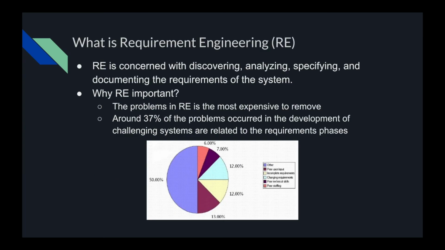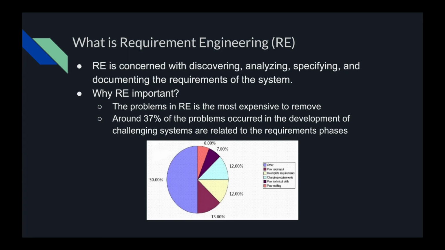So first, what is requirement engineering, RE? RE is concerned with discovering, analyzing, specifying, and documenting the requirements of the system. In plain English, it is what we expect our system to be, the expectation of our system. And in Agile, it could be what the customer wants the system to be. Why is requirement engineering important?